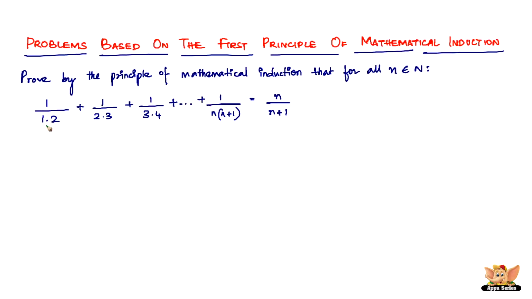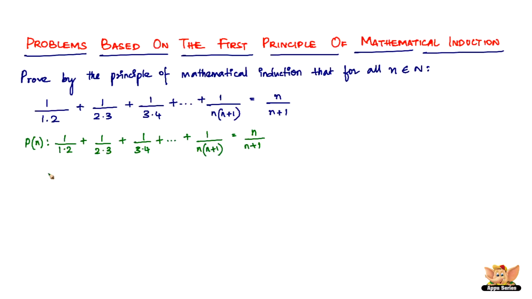So here the first step is going to be, let's say that P of n is the statement which is 1 divided by 1 times 2 plus 1 divided by 2 times 3 plus 1 divided by 3 times 4 plus ... plus 1 divided by n times n plus 1 equals n divided by n plus 1 for all values of n that belongs to natural numbers, which is denoted by capital N.